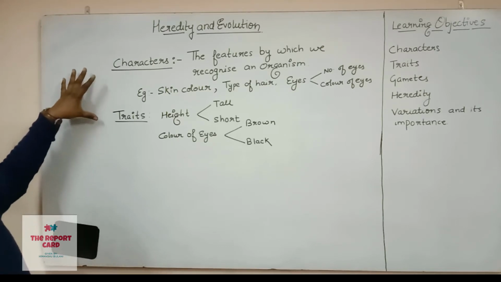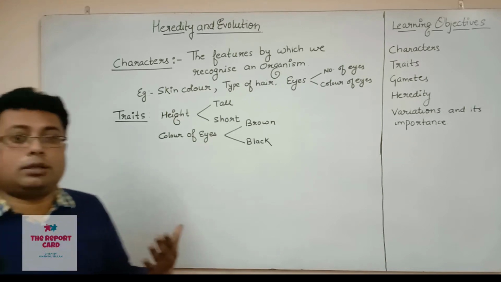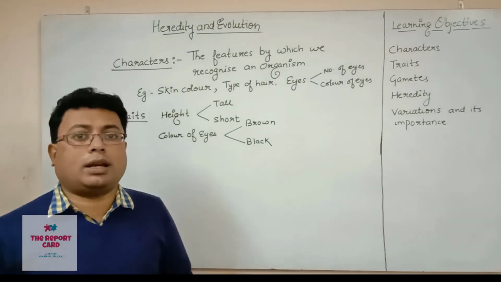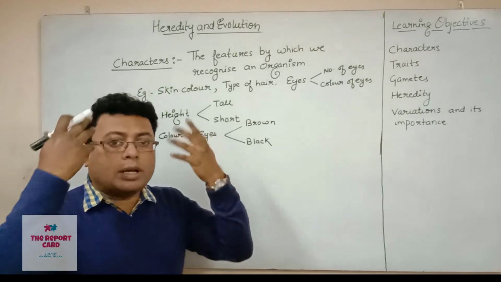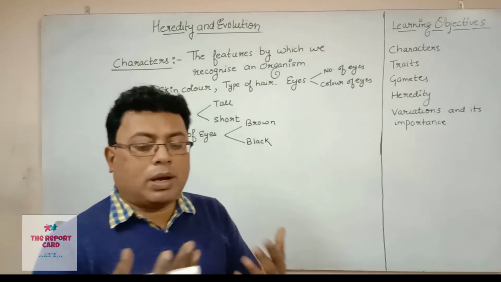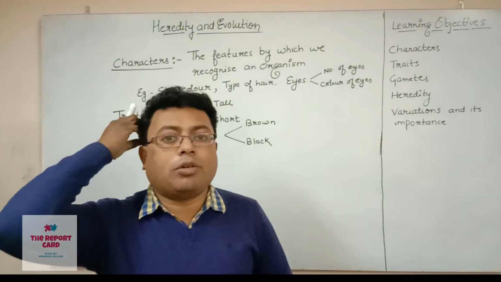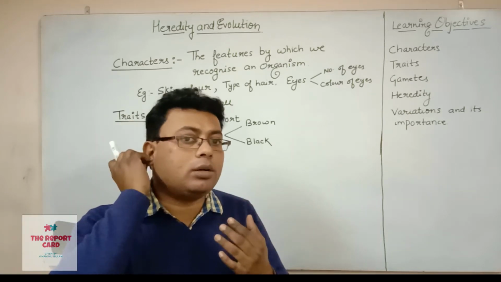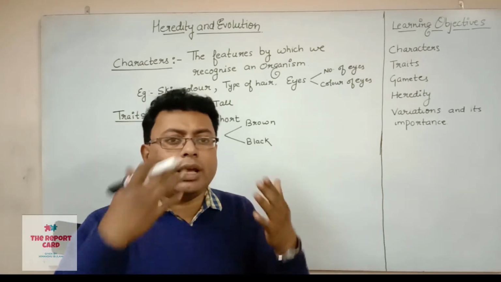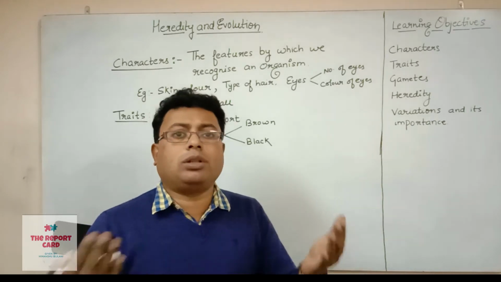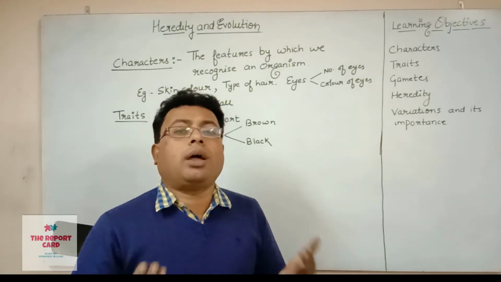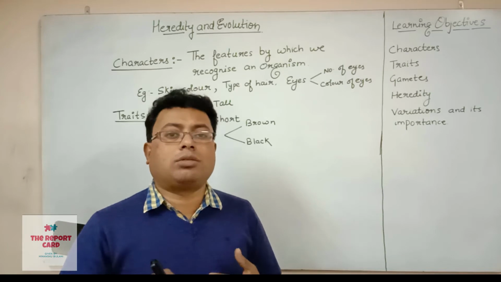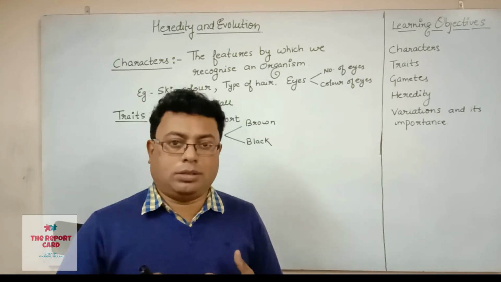And where do these organisms get these characters? Where do we get these characters? Like if I look at myself, my skin color, the type of hair that I have, the color of my eyes, the ear lobes or my height, whatever. So where did I get all these traits from? Actually, I got these traits from my parents.